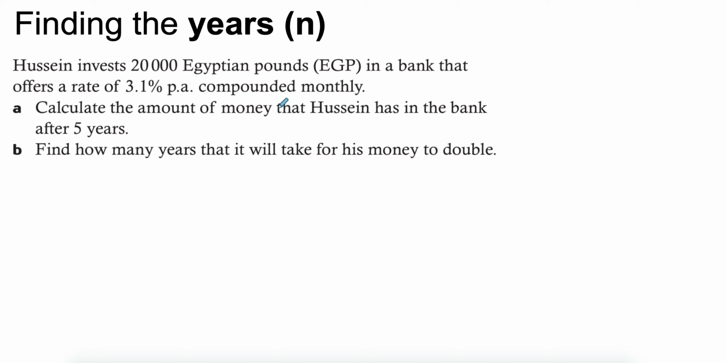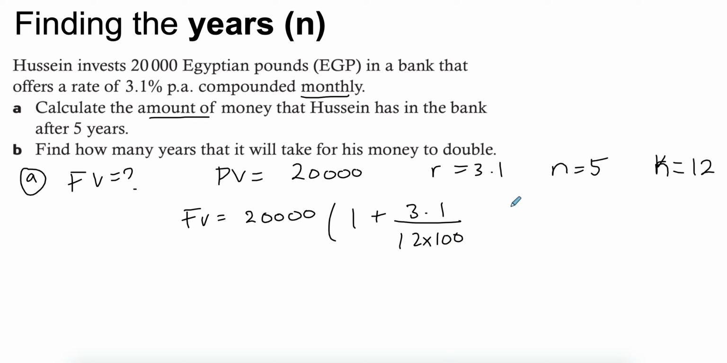Putting this into the formula, we're going to get 20,000 times 1 plus 3.1 divided by 12 times 100. Remember, it's k times 100, to the power of 12 times 5. So make sure you multiply all the proper values together.